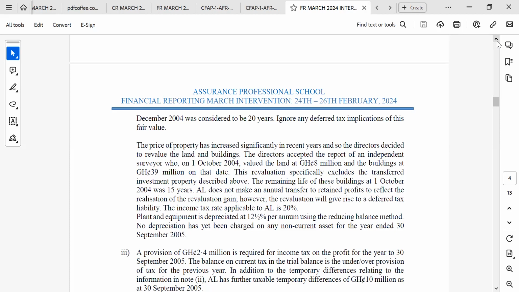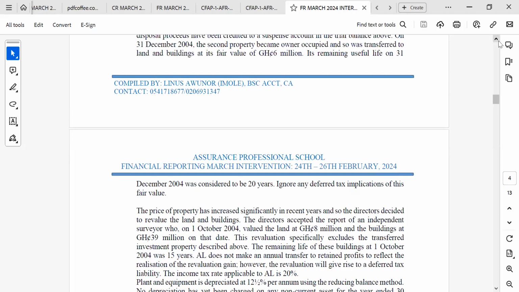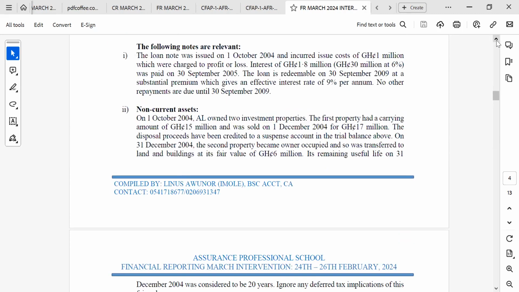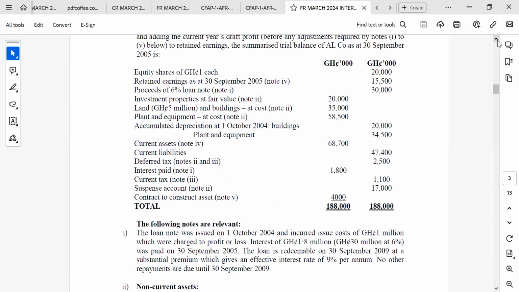So you ask yourself, what is the value of the asset in your books? That is the carrying amount. At the date that you are revaluing the asset, what is the value of the asset in your books, and what is the value in the market now? Let's go to the statement of financial position. The 1st October 2004 is the beginning of the year, are we correct? Yes.